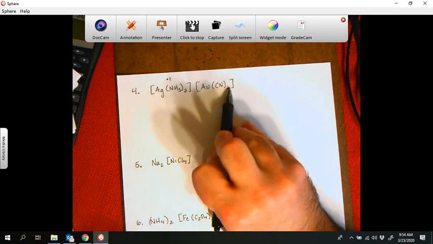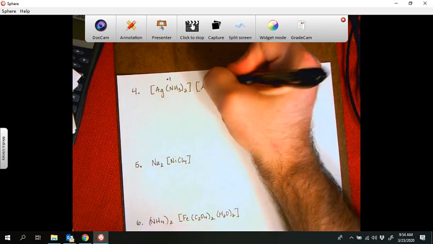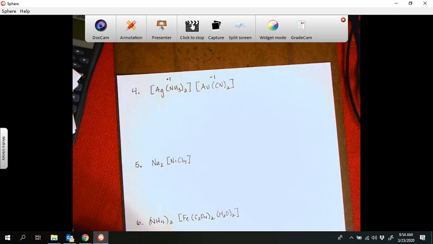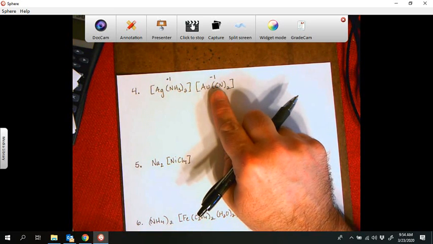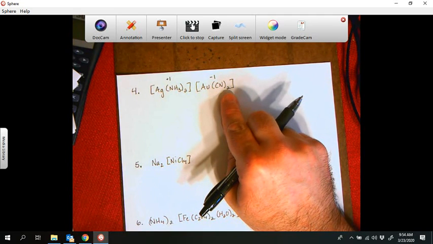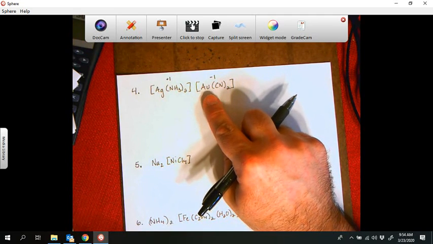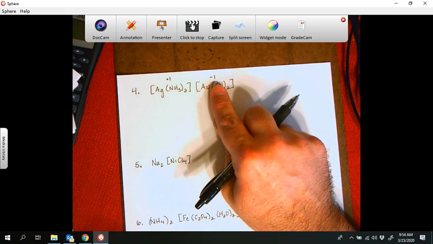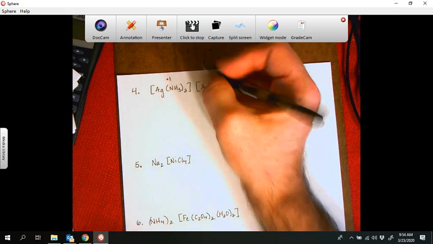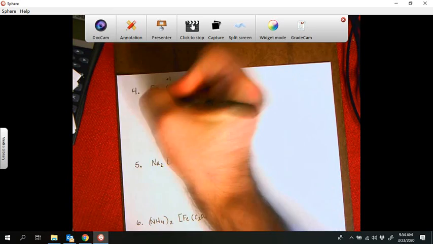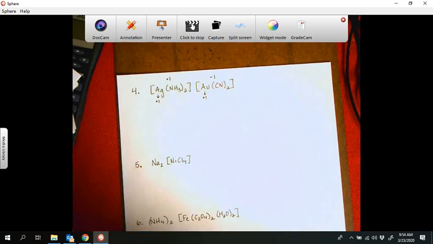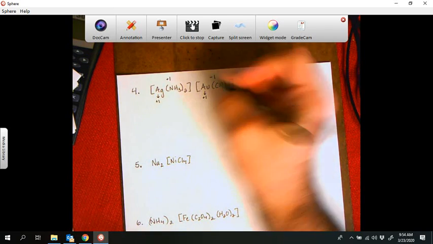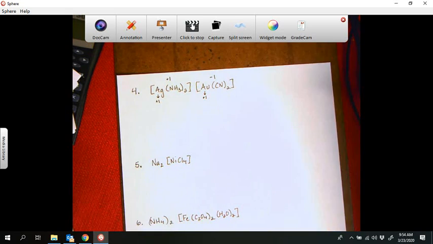The anion has to be -1 total. But if we look at CN, it is -1, and there's two of them. So gold has to be +1 to give us an overall -1 charge. So this is +1, silver is +1, and we have our ligands. So the same rules apply.